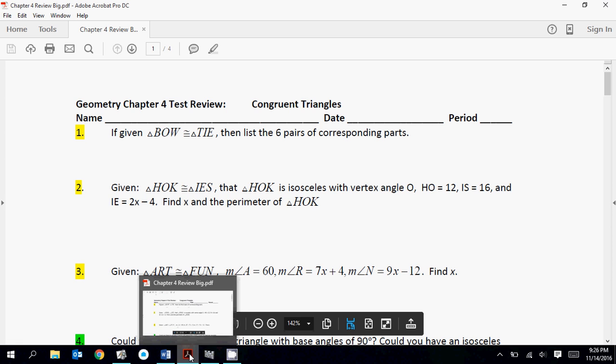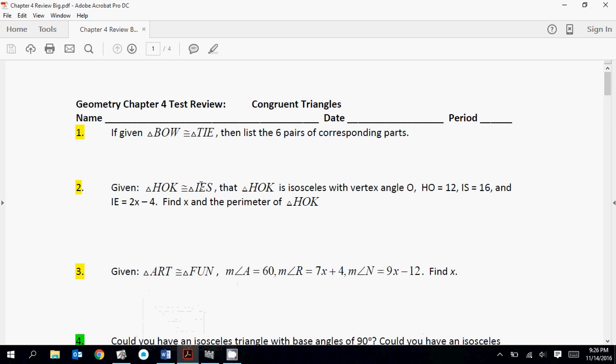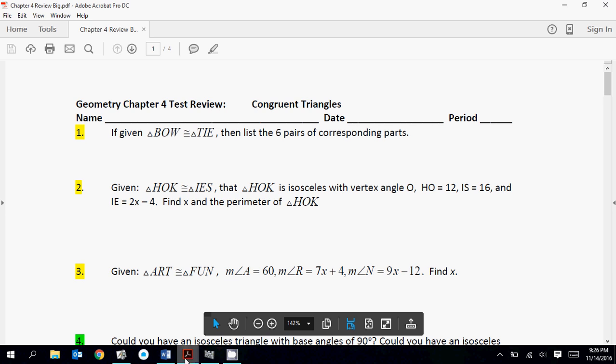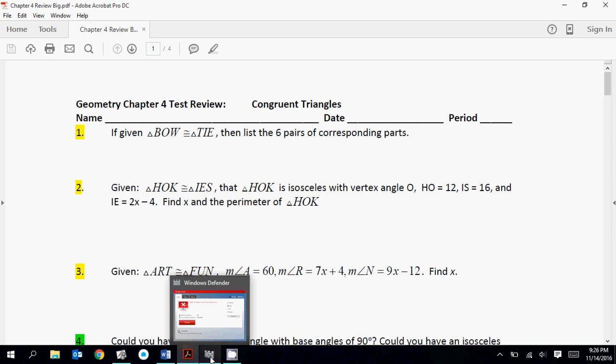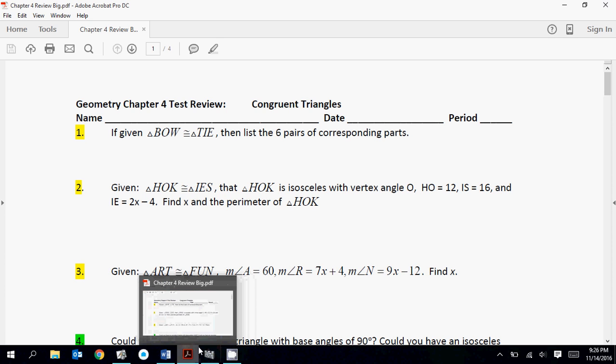Now if I go to look at number 2, it gives me that triangle HOK is congruent to triangle IES. So we're going to use the same triangles that I have right now. It says HOK is isosceles. Remember, isosceles means you have two sides congruent or two angles congruent. Those two angles are called base angles. It says isosceles with a vertex angle of O. So basically that's telling me that the other two angles H and K are the base angles. That's also telling me that the two congruent sides are HO and OK, because they got to be centered at that point O.